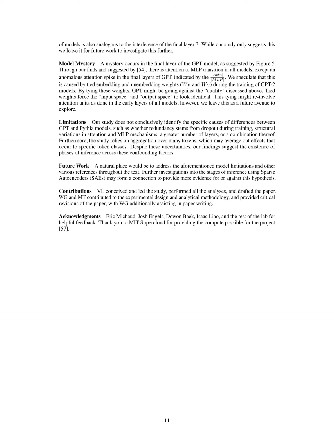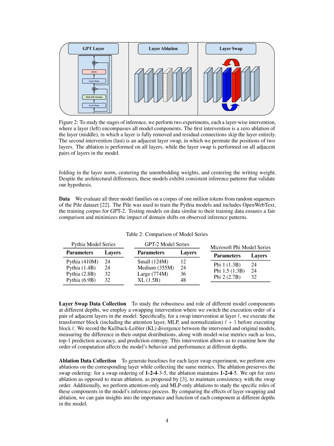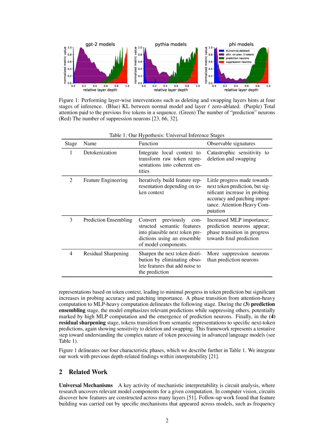The authors also mention the need to explore the mystery surrounding the final layer of the GPT model, particularly focusing on the anomalous attention spike in the final layers of GPT, possibly caused by tied embedding and unembedding weights during training. This tying of weights may impact the model's behavior and could be a potential area for future exploration. Overall, the authors emphasize the importance of addressing the limitations of the study and delving deeper into understanding the intricacies of language models to advance the field further.